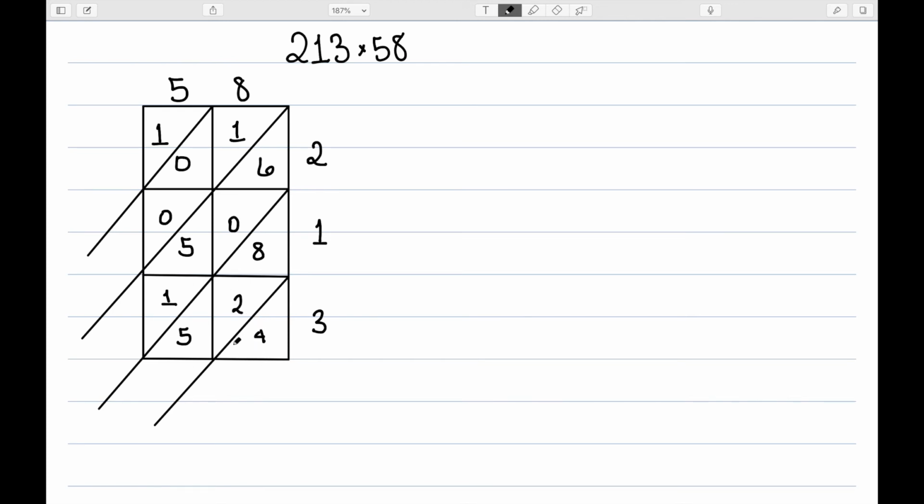And then we add the diagonals starting with the ones place, starting with the bottom. So this is 4. 8 plus 2 plus 5 is 15, so I write down the 5 and carry the 1 to the next diagonal. 6 plus 1 is 7, plus 5 is 12, plus 1 is 13, so we write down the 3 and carry the 1 to the next diagonal. 1 plus 1 is 2, and then 1. So my solution, 12,354.